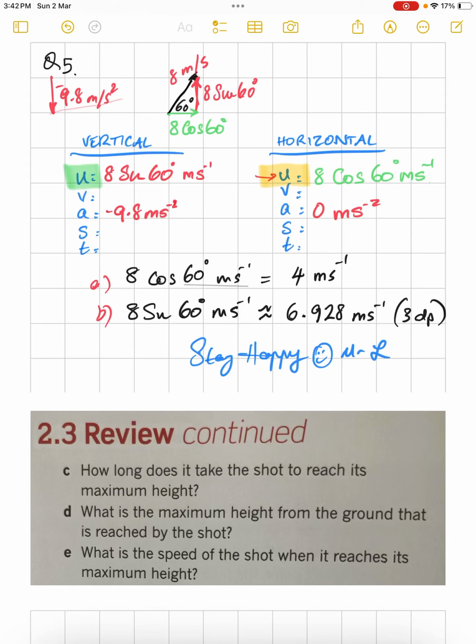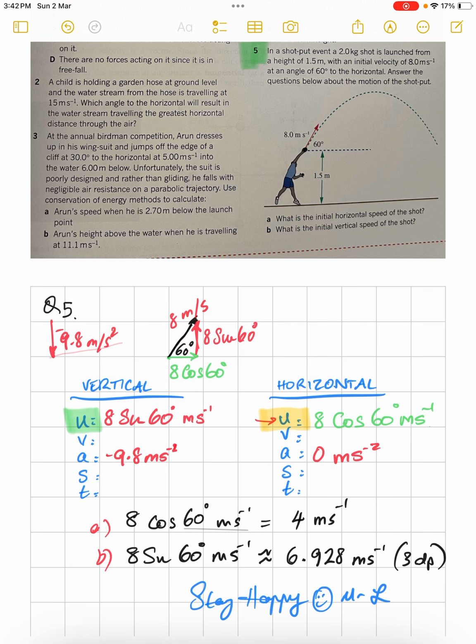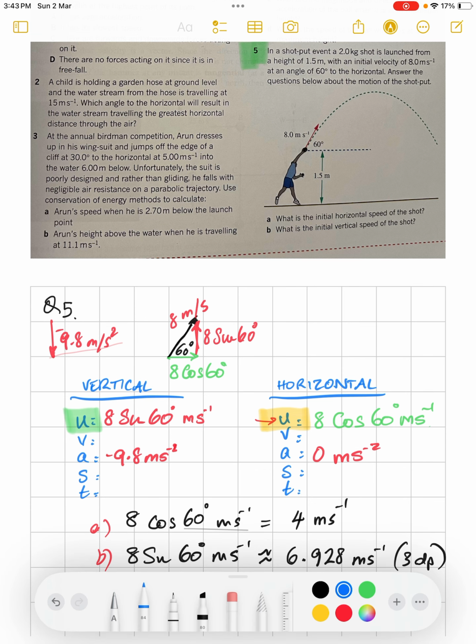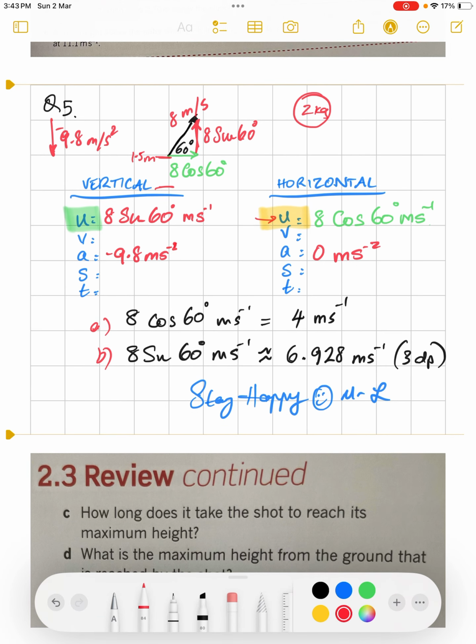Well, this question continues. We found over the page part C, D, and E. The first part of the question stated that a shot put event, a 2 kilogram shot, is launched from a height of 1.5 meters with an initial velocity of 8. So let's put in here that a 1.5 meters height. It's 2 kilograms. Not sure if that makes a difference. And part A and B was the initial and horizontal speed, which we've already got there, highlighted yellow and green.